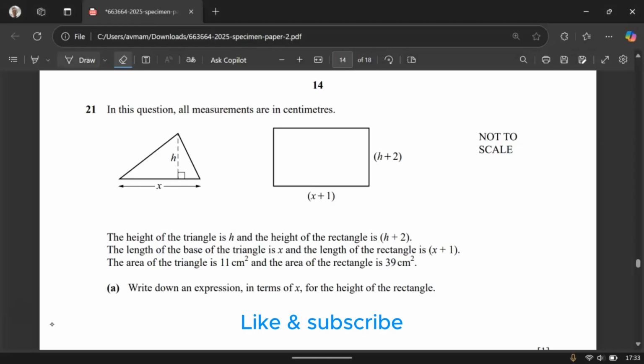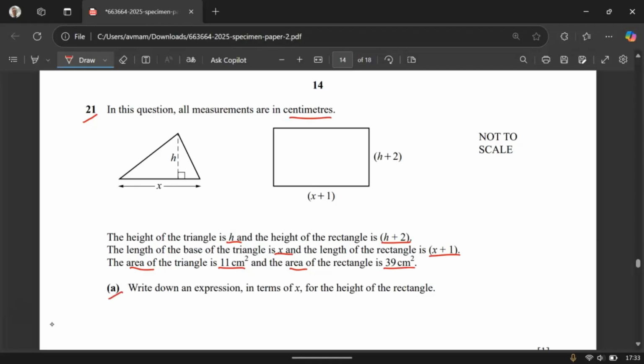In this video, we will continue to do the specimen paper 2, which is a non-calculator paper for the examinations from 2025. So we will start from question number 21. In this question, all measurements are in centimeters. The height of a triangle is h and the height of a rectangle is h plus 2. The length of the base of the triangle is x and the length of the rectangle is x plus 1. The area of the triangle is 11 square centimeters and the area of the rectangle is 39 square centimeters.